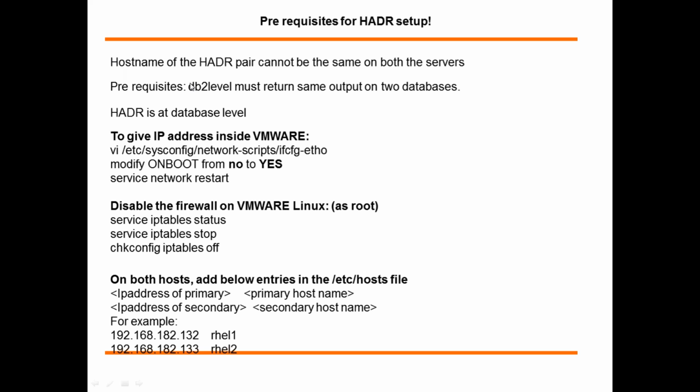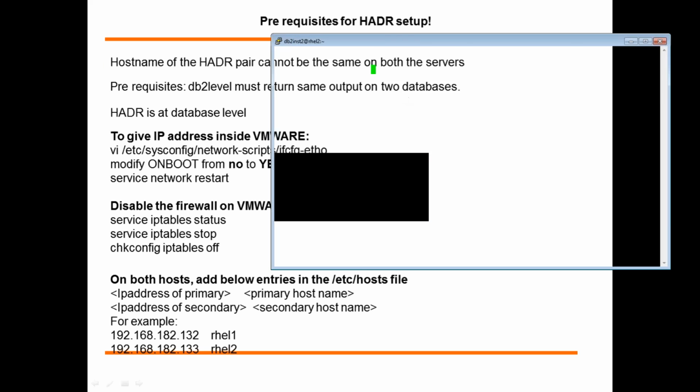So, I tried implementing HADR on a single VM itself. It worked. But as a best practice, we don't do that, right? Because we keep all of them in two separate boxes. Also, the DB2 level must return the same output on two databases.